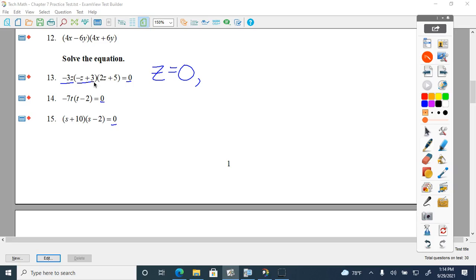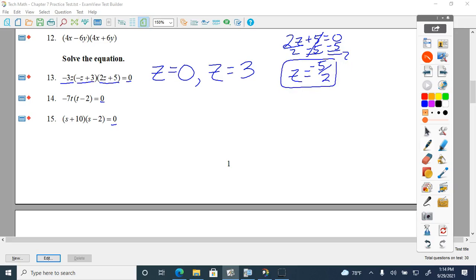3. Right? So I don't really have any work to show on those two. But this one, I might need to show a little work because I'm not really sure what would make it 0. So no big deal. I just come over here, 2z plus 5 equals 0, and I work it out. Those will cancel. Divide by 2. You get z is negative 5 over 2. So that would be my third answer there. So 0, 3, and negative 5 over 2.